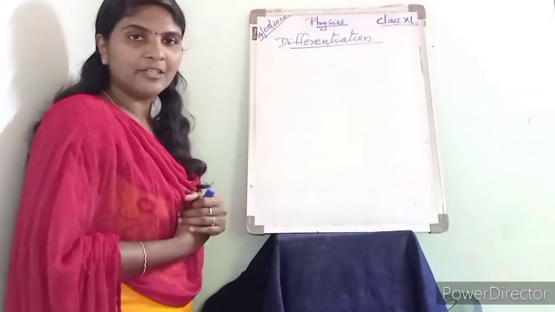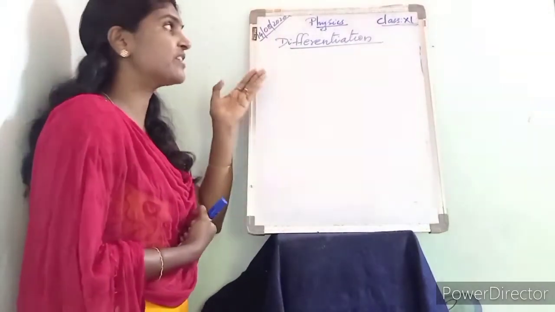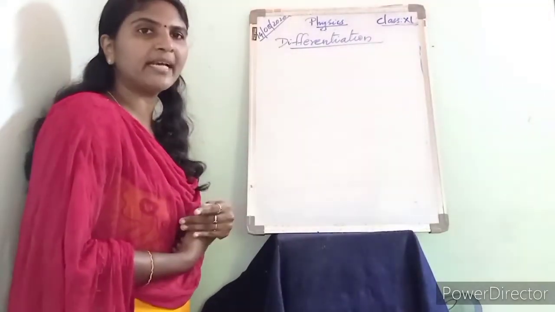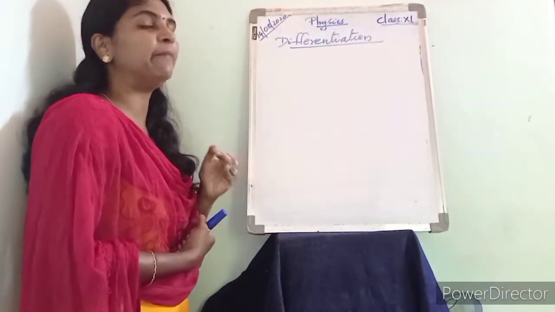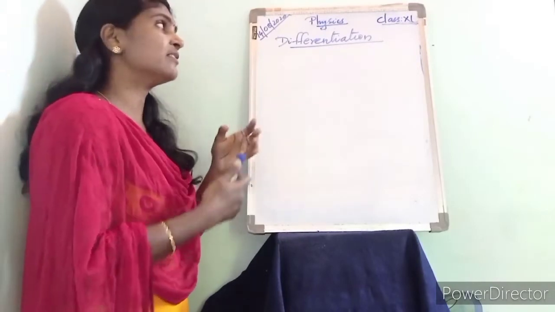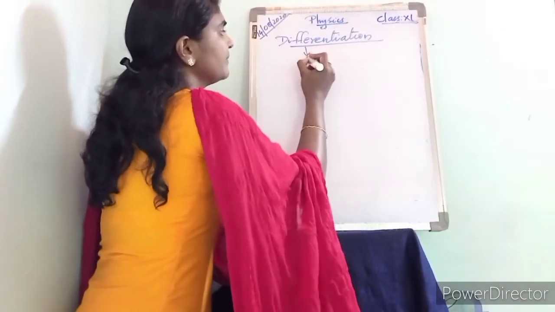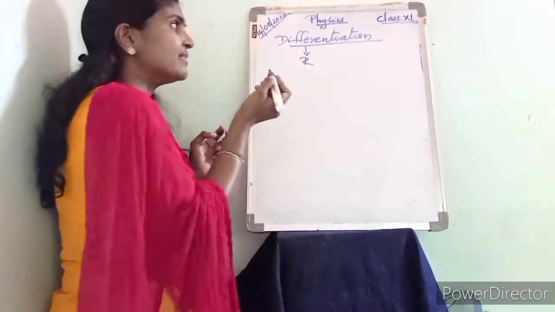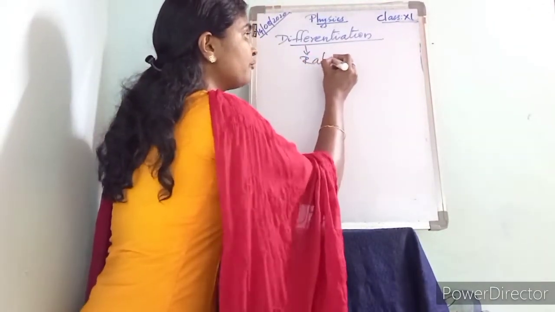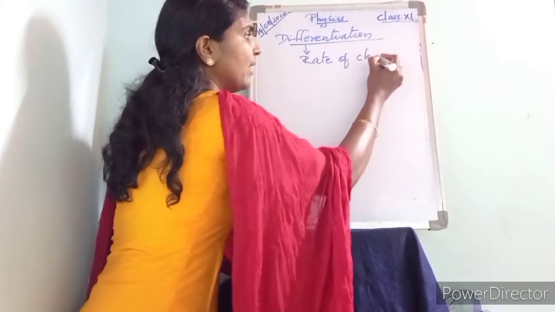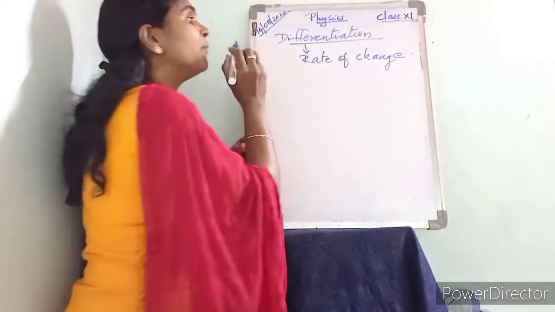The next mathematical tool that we use in physics is differentiation. It is very, very important. Listen carefully. Differentiation plays an important role in physics because it measures rate of change. Because it measures what? Rate of change.